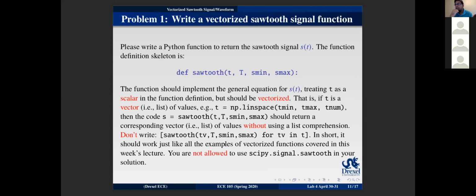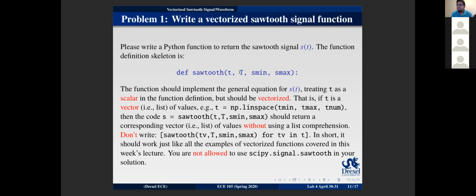Okay, now here's the deal, right? For this lab, we have to write all of this in Python and return a sawtooth signal, okay? So we have to define a function called def sawtooth. What does it take as input? The time instant t, the capital T time period value, the S min and the S max. Okay, the deal is this t now is a vector, okay? So we have to pass this small t value as a vector into the sawtooth. We can also pass this as a scalar. Is that making sense?